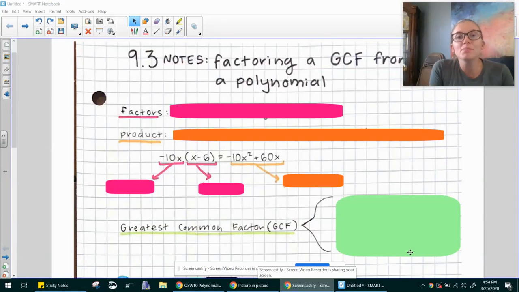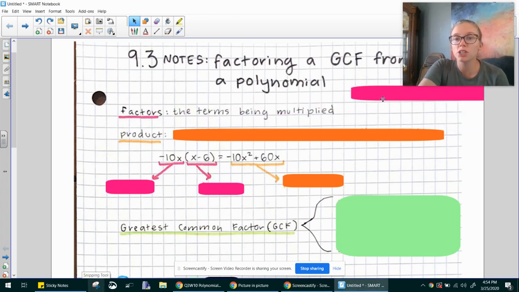Hi everybody, welcome to my video on factoring a greatest common factor from a polynomial, or a GCF instead of greatest common factor. The first thing we're going to do is talk about what a factor is and what a product is, because these are going to be really important words as we move through.